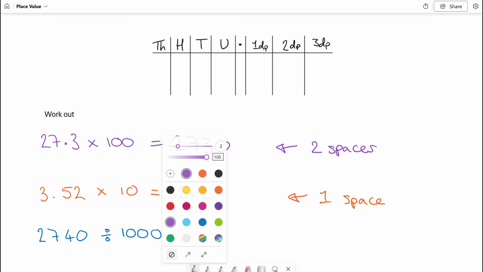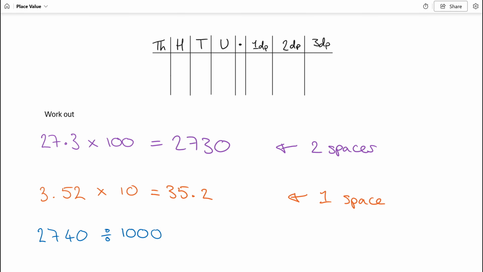Cool. Right, let's do the last one then. We've got 2,740 and we're dividing that by 1,000. So dividing means we're going to the right, so it's getting smaller. And there's 3 zeros, so 3 spaces. So let's do that. We're going to go 3 spaces. I'm going to pick the furthest one because that's the one I've been moving. But you can pick the 0 and it kind of pulls it all together. So I'm going to move 3 spaces.